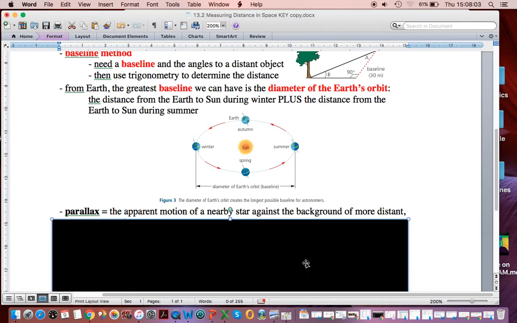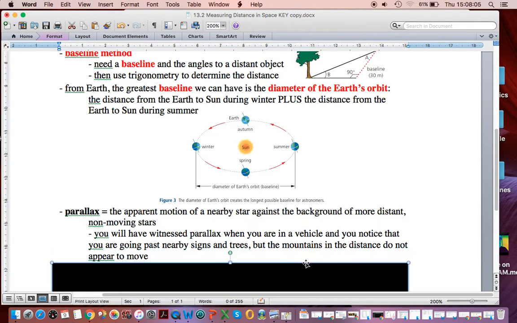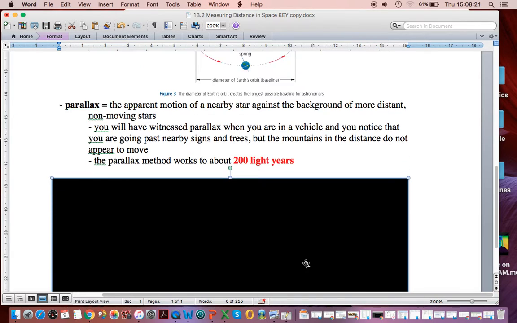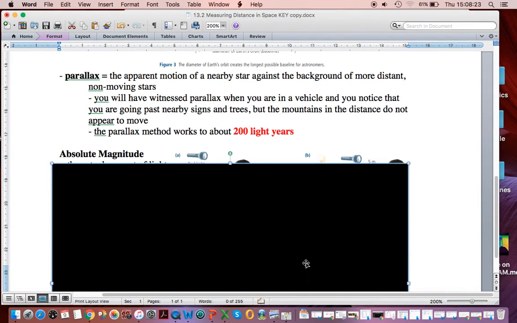So using that baseline, and using something called parallax, we can calculate the distance to stars that are 200 light years away or less. Beyond that, our angles get so small, we will not have much precision at all.